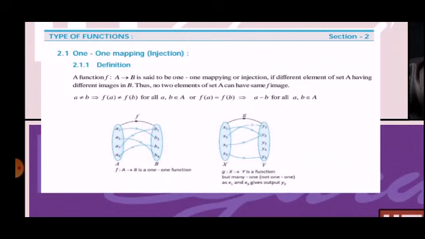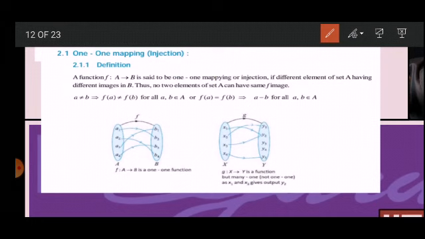You can correct it over here. Here you have to make the correction. That is, here we say a equal to b when f(a) equals f(b). So instead of this, we have to write a equal to b, for all a, b belonging to capital A.